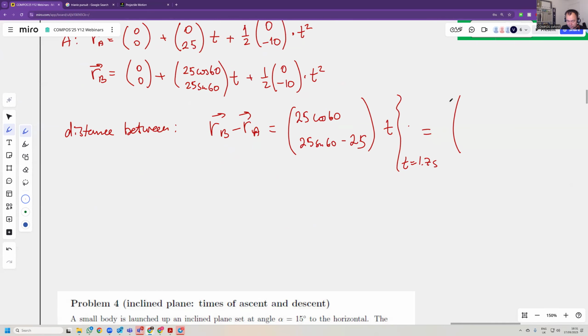25 cos 60 times 1.7, which is 21.25, and 25 open bracket sine 60 minus 1 times 1.7 minus 5.69 meters. What does that mean?